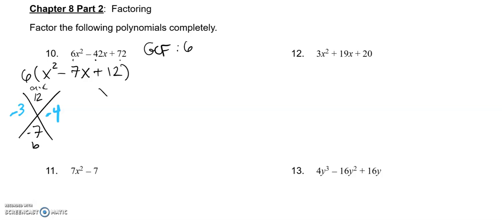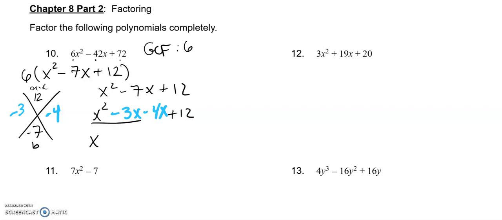Now what we're going to do is we're going to take x squared minus 7x plus 12. X squared is going to look the same. The plus 12 at the end is going to look the same. But we're going to take minus 7x and rewrite it as minus 3x minus 4x. Now we're going to do some factoring by grouping. Looking at the first group, we can take an x out. That's x times x minus 3.